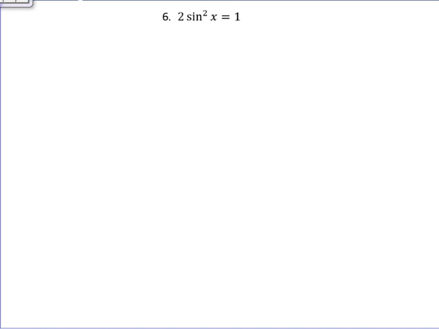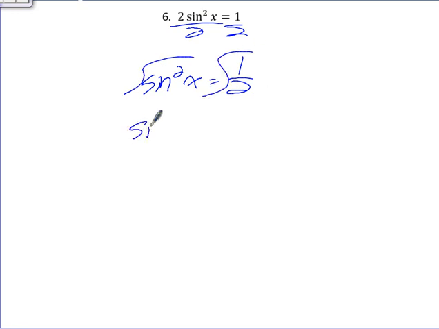Number 6. This is here first. Remember, we want to isolate whatever's being squared, so divide by 2. So sine squared x equals 1/2. Take the square root. So you get sine x equals plus or minus the square root of 1 over 2. Now again here, it doesn't look like I'm going to have a solution because I don't know the square root of 1/2. That's not one of my basic trig identities.